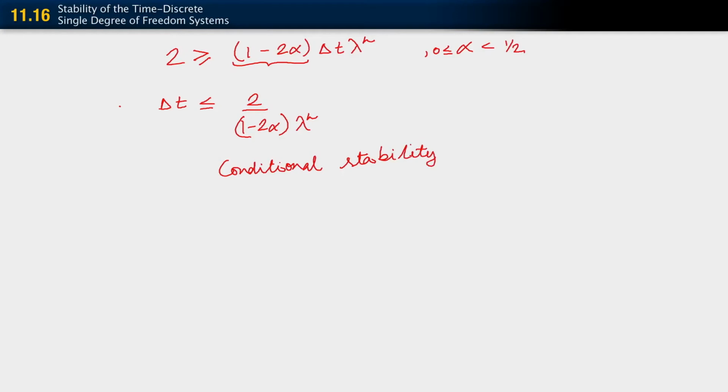Okay, so the algorithm is stable, right? It can be stable, but it depends upon the size of delta t. Okay, conditional stability, which means conditional upon delta t. So delta t has to be bounded by something. Delta t cannot be too big. Sort of makes sense, right? You have an algorithm that is not entirely stable, that is not always stable.